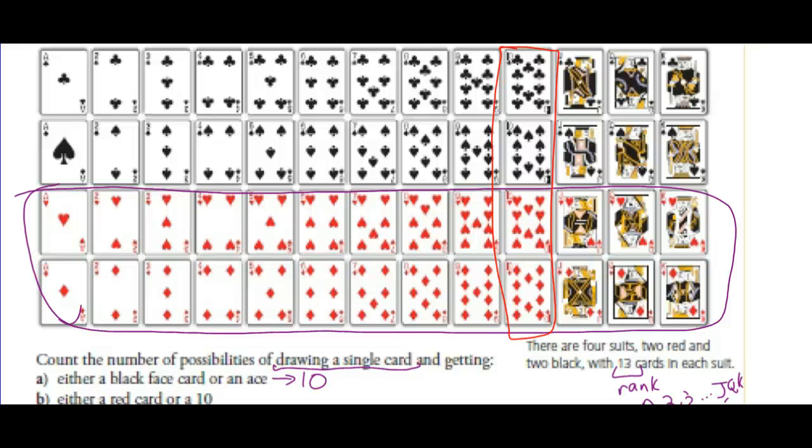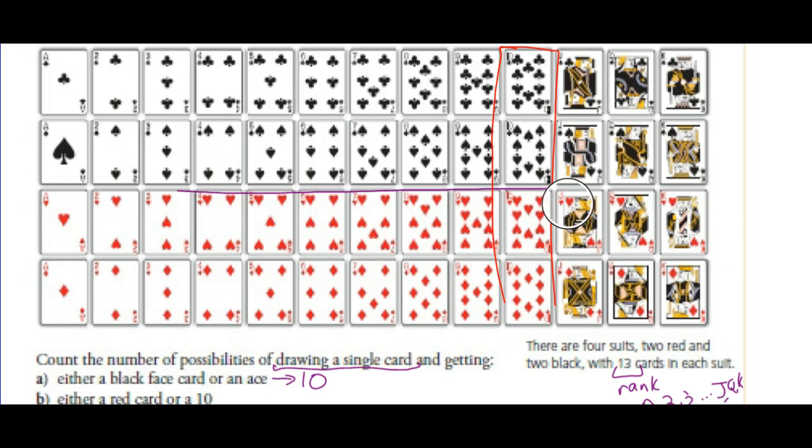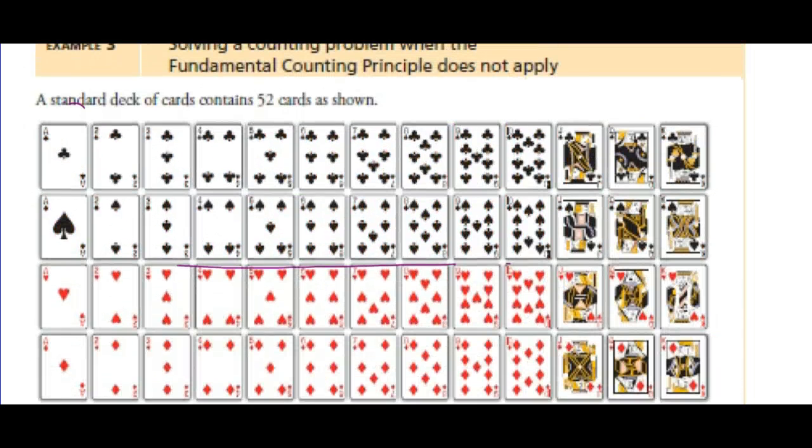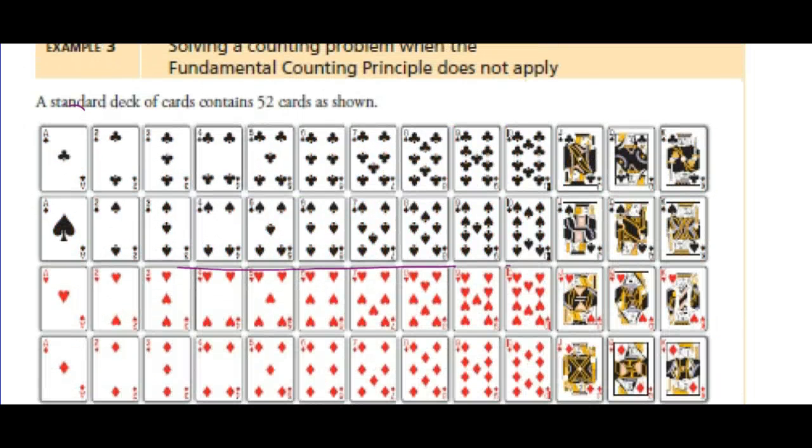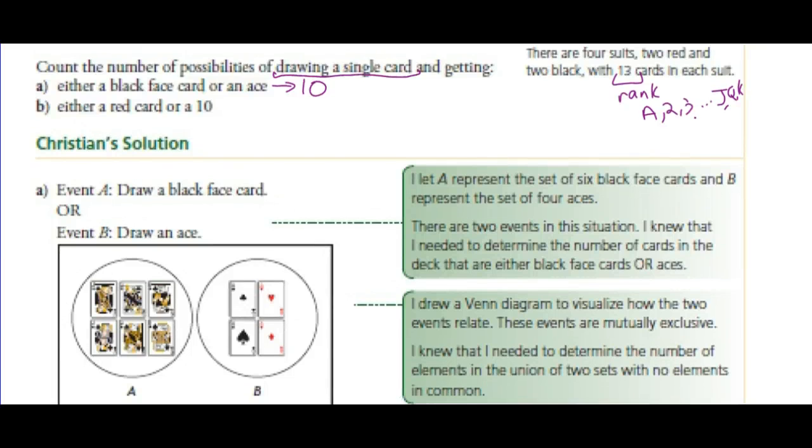So you've got to think about, well, what's happening here? What's going on? The first time I just added them. We just said, hey, we've got 6 of these, 4 of these, that's 10. We didn't worry about why, because they didn't overlap. There was no overlap between the face cards and the aces. A card can be a face card or it can be an ace, it can't be both. But a card can be red or a 10 and it can be both. There are red 10s. So we've got to watch out for that.